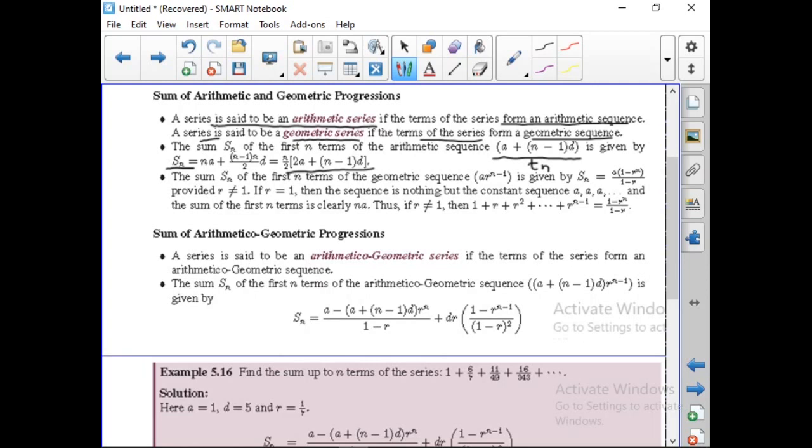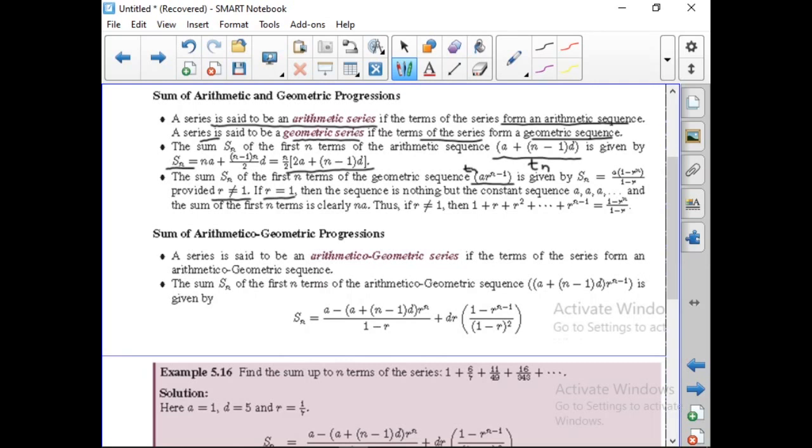When you come to geometric series, what about the nth term of a geometric sequence? Tn is equal to a r power n minus 1. What about the sum of the n terms? Sn is equal to a into 1 minus r power n by 1 minus r, where r is not equal to 1. This condition is very, very important.